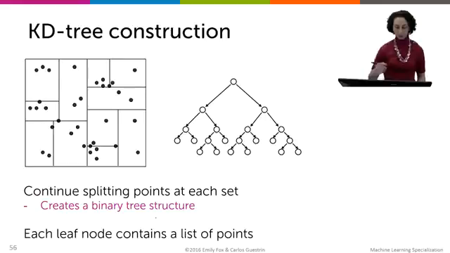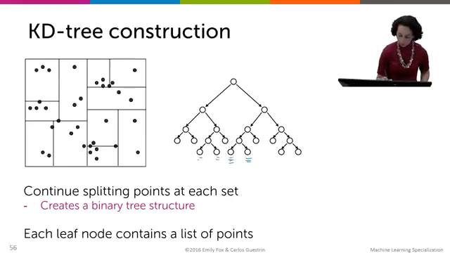Okay, so we continue doing this process, splitting, splitting, splitting, splitting, and this creates a binary structured tree. So at the leaf nodes of this tree, we're going to have a list of points that fall within that bin. Okay, so there's going to be lists of points at each of these leaf nodes representing the different observations within each bin.